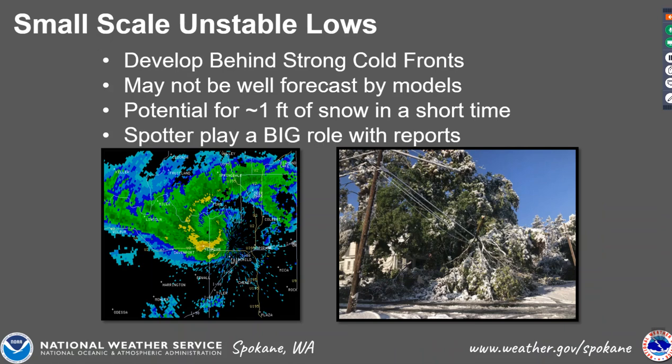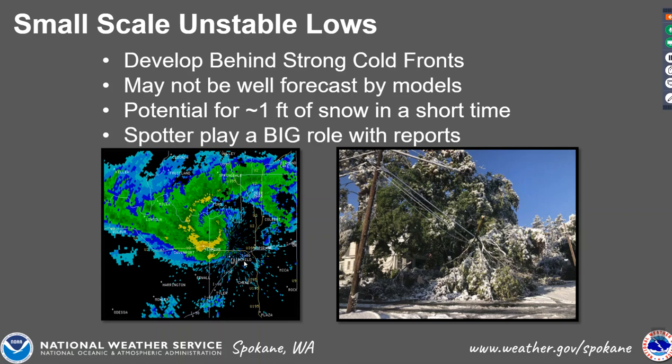We will see at times small scale low pressure systems that move across our region, and they typically develop behind a cold front. And they're incredibly difficult to forecast because they are so small in scale. They're not like a big cold front moving through or things like that. So they're really small scale.